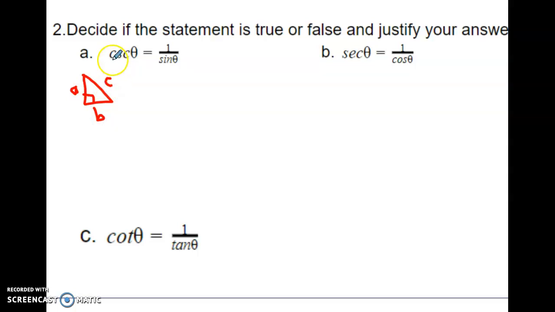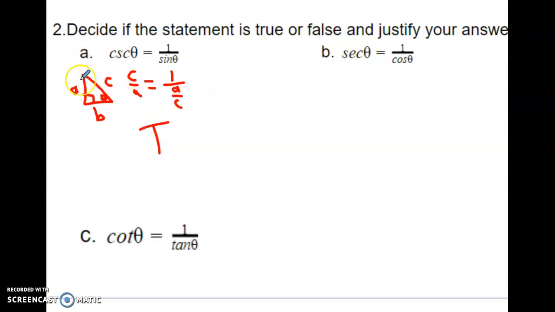So the cosecant of theta, if you remember, it is the hypotenuse, and I'm going to call this angle right here theta. So it's the hypotenuse over the opposite, which would be C over A. And the sine of theta would be A over C, and so 1 over A over C is equal to C over A, so this one is true.